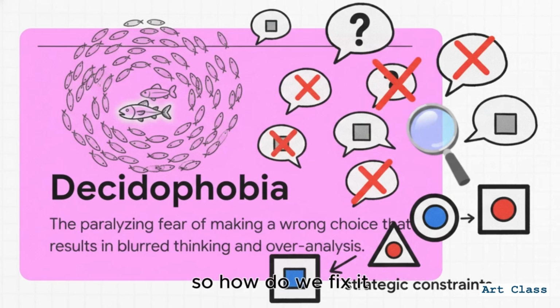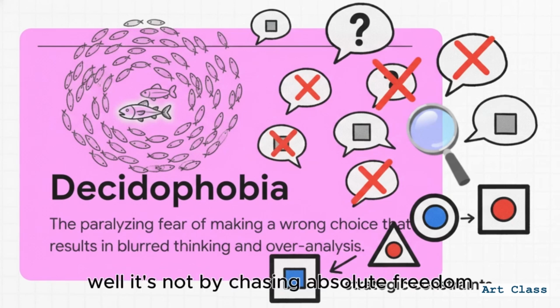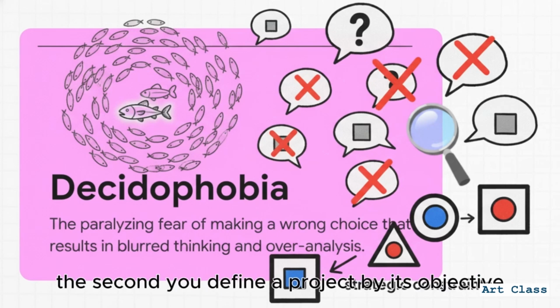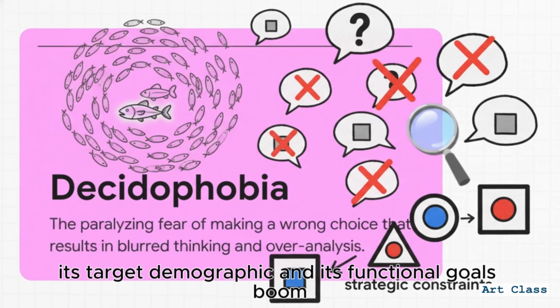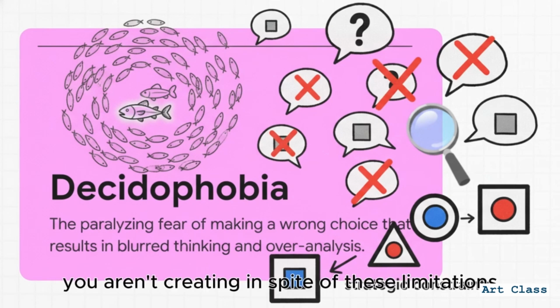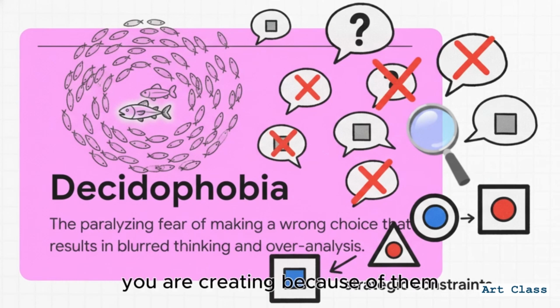So how do we fix it? Well, it's not by chasing absolute freedom. The cure is adopting strategic constraints. The second you define a project by its objective, its target demographic, and its functional goals, boom, the canvas isn't blank anymore. It has defined edges. You aren't creating in spite of these limitations, you are creating because of them.